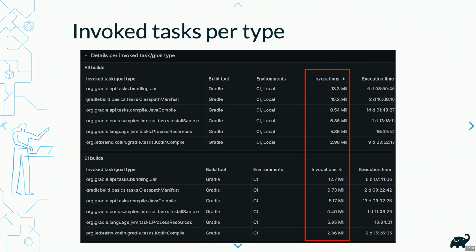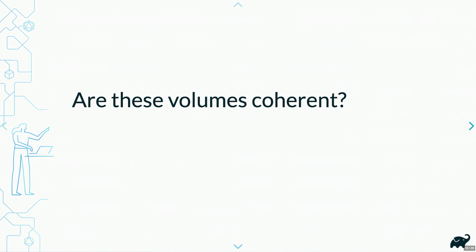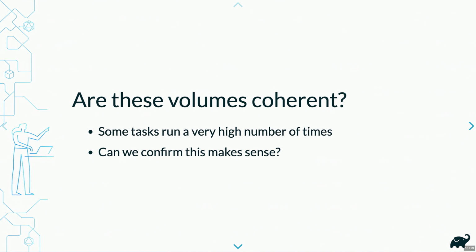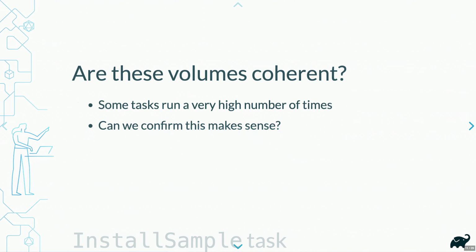Of course, when you look at tasks like creating a jar, compiling Java, class path manifest, which are internal things, process resources, Kotlin compile, that makes sense, right? Or at least it seems to make sense. But does it really? Are all these volumes coherent? Does it make sense that we have this task running that high number of times? And can we actually confirm that it's a valid execution model?